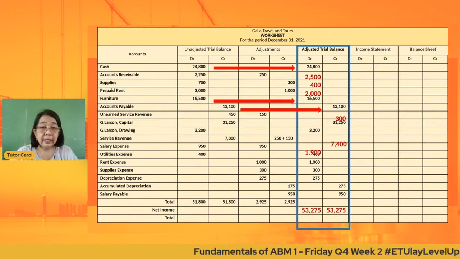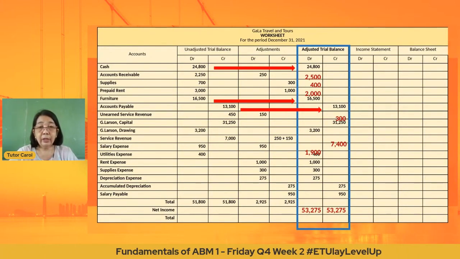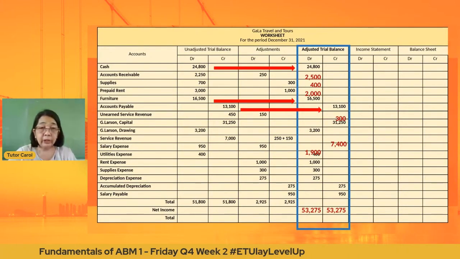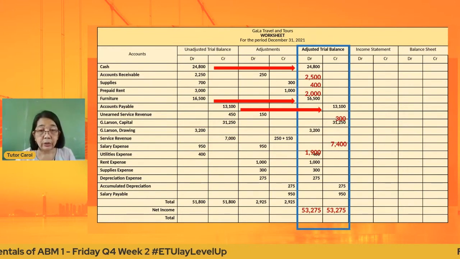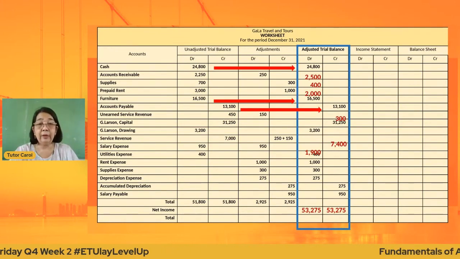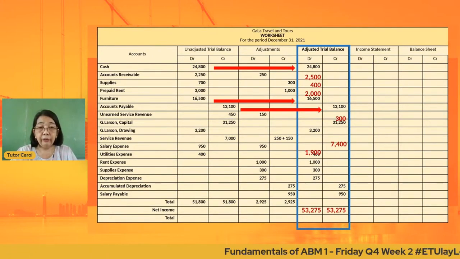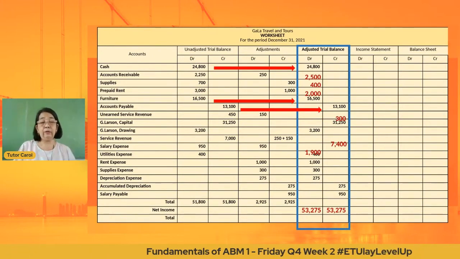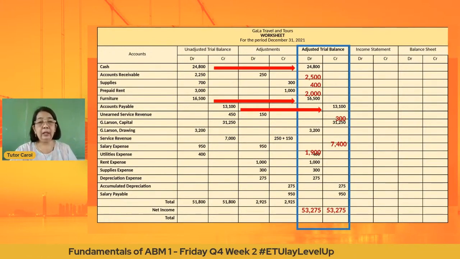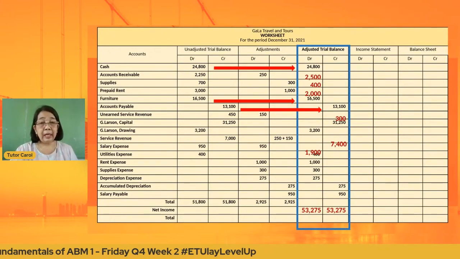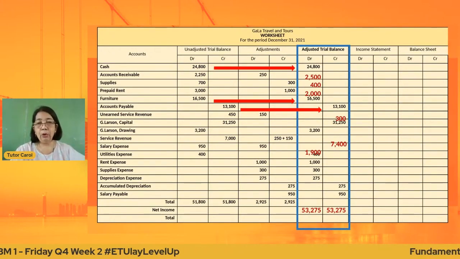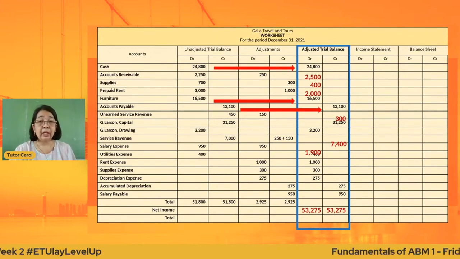Okay? Debit side and credit side. So, total natin for the debit side is 53,275. Same goes with the credit side, 53,275. So, dapat balance yan. Pag hindi yan nag-balance, something is wrong. So, you need to go back and check.